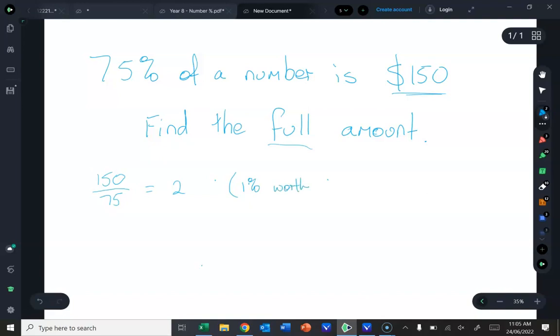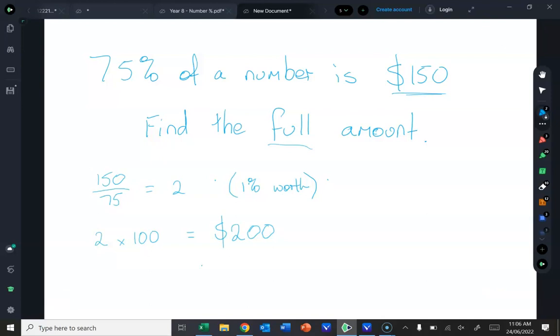Now, the question's not asking you what 1% of the tank is, it's asking you for a full tank. It's asking you for 100%. So all you need to do is take that number and make it 100 times bigger, and then what you'll find is the full capacity of that tank or the full capacity of the amount, okay?